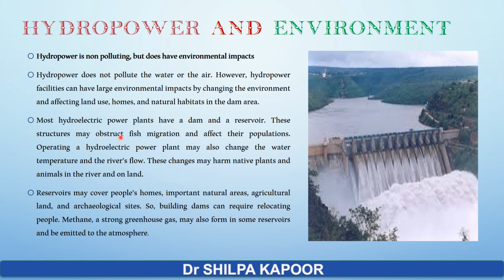These structures may obstruct fish migration and affect their populations. Operating a hydroelectric power plant may also change the water temperature and the river's flow. These changes may harm native plants and animals in the river and on the land. The reservoirs may cover people's homes, important natural areas, agricultural land and archaeological sites. So, building them can require relocating people. Methane, a strong greenhouse gas, may also form in some reservoirs and be emitted into the atmosphere.